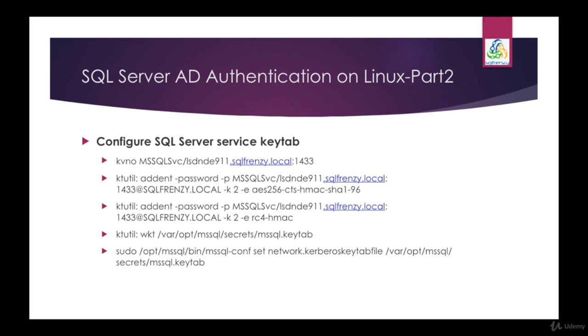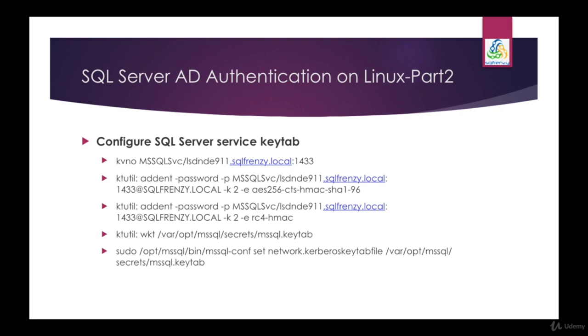The first encryption we will be adding is aes256-cts-hmac-sha1-96, and the next one is rc4-hmac. These are the two types of encryption through which the tickets will be communicating with each other. Next we are using wkt, which writes the current key list entries into the keytab file. Post this, we will be updating the mssql.conf for the network Kerberos keytab file with the keytab file that we have just generated using the ktutil command. Then our SQL Server service will be able to communicate using Kerberos authentication.